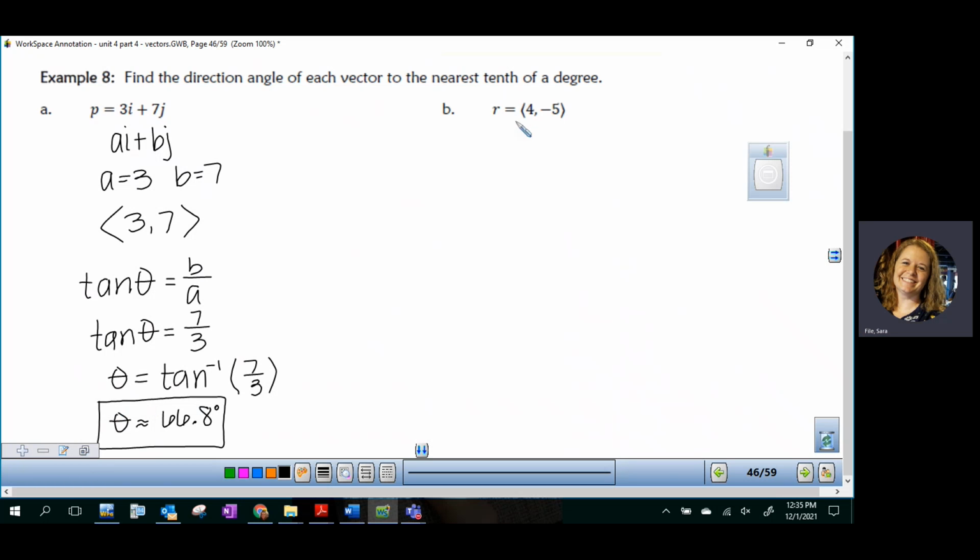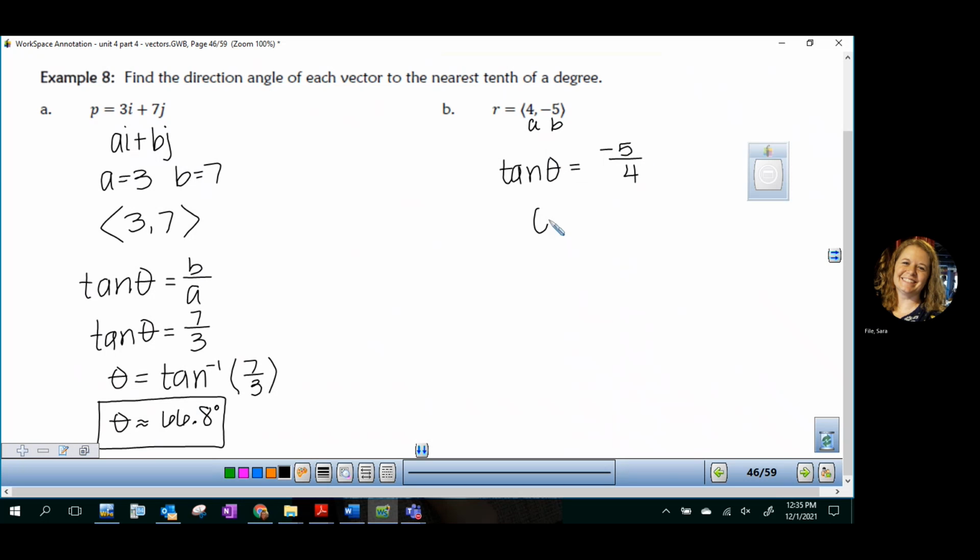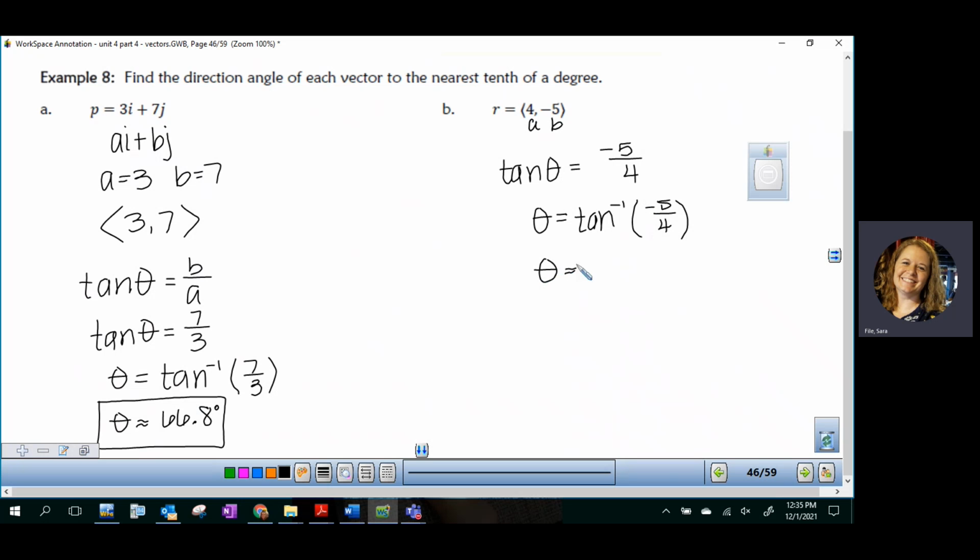The next one is a little easier because it's already in component form, right? That's the A, that's the B. So if I want to know the direction angle, I'm doing -5 over 4. I have to do inverse tangent. Now, when you plug that into the calculator, those of you following along may notice already, this comes out negative. The calculator tells you -51.3.